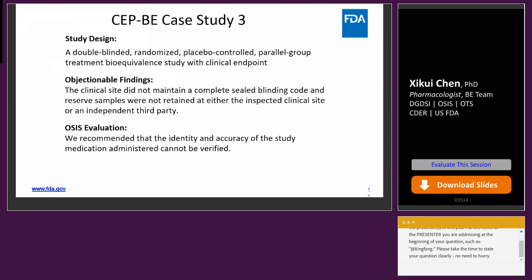For clinical endpoint bioequivalence case study 3, the study design was a double-blinded, randomized, placebo-controlled, parallel group treatment bioequivalence study with clinical endpoint. The objectionable findings were that the clinical site did not maintain a complete sealed blinding code, and the reserve samples were not retained at either the inspected clinical site or an independent third party. Based on OSIS evaluation, we recommended that the identity and accuracy of the study medication administered cannot be verified.